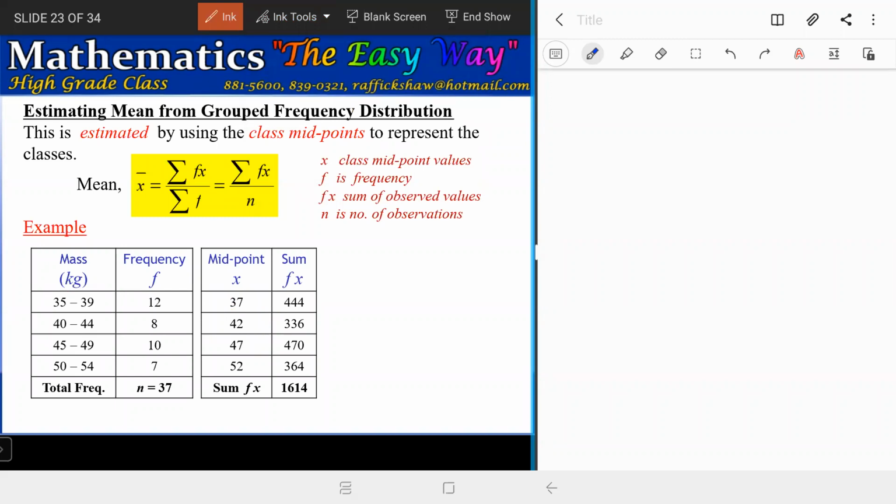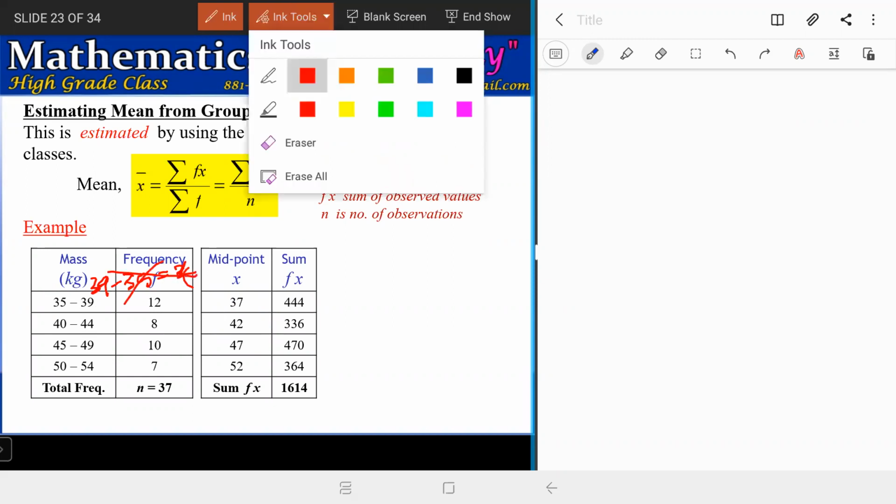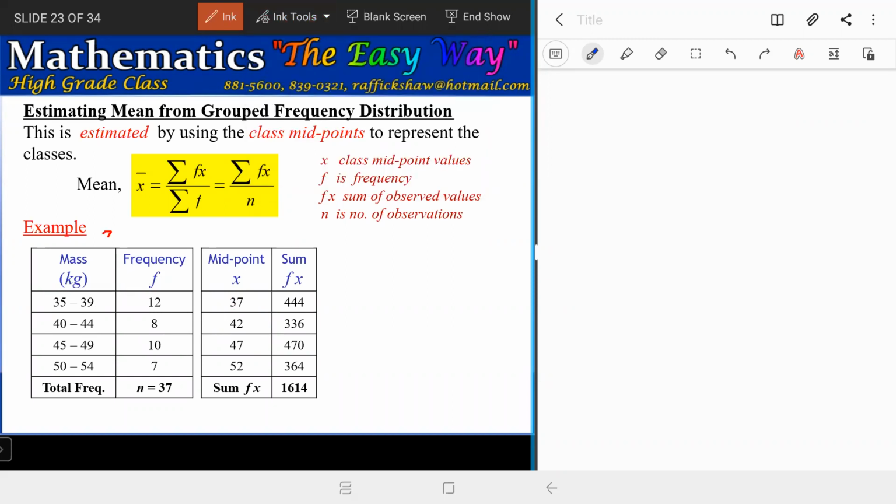The class width is not 39 minus 35, because that would give 4. That is not the class width. The class width is 5, because the upper boundary for this class is 39.5 minus the lower boundary for this class, 34.5. So the class width also is 5. Everything is symmetrical in terms of the spread of the data, presented to you in intervals of 5.